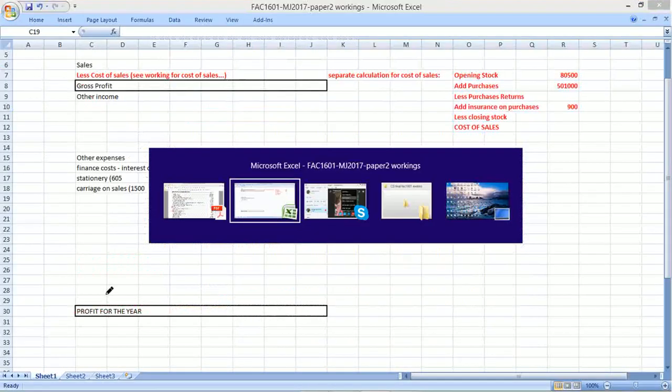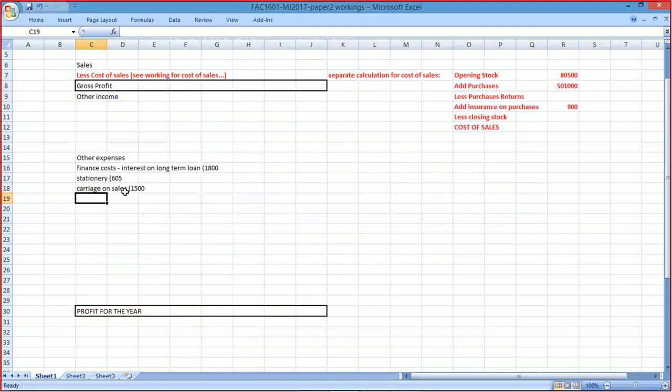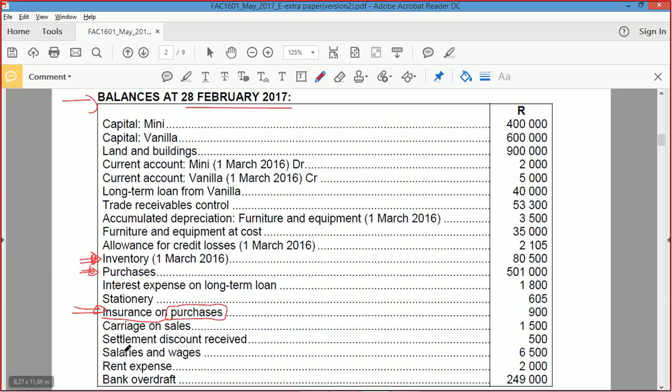An income. Yes. Okay, you're getting a discount. Settlement discount received 500. Wrong place. Here, other income. Okay, next. Salaries and wages. What is it? Expense. Good. Rent expense is an expense.